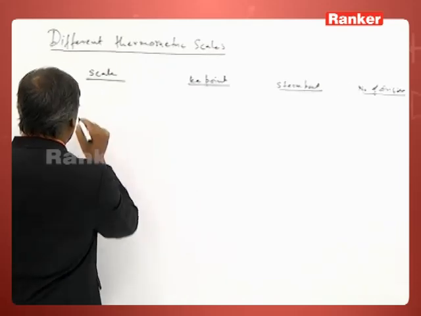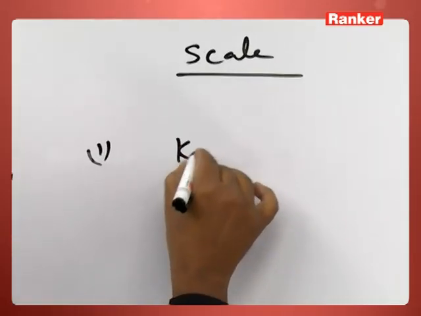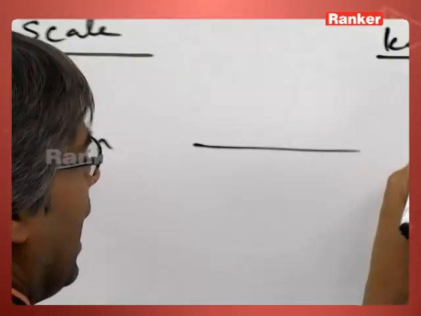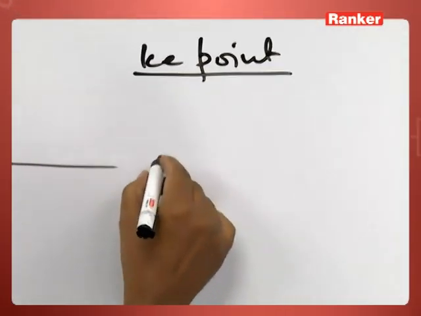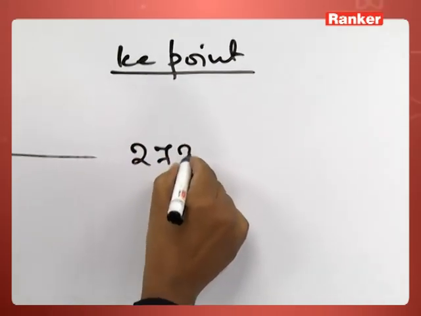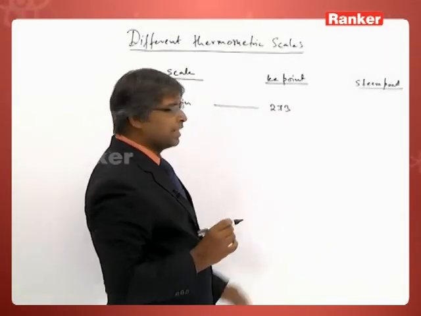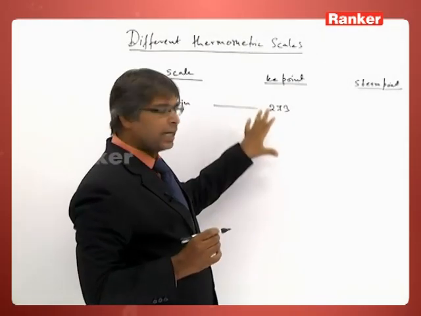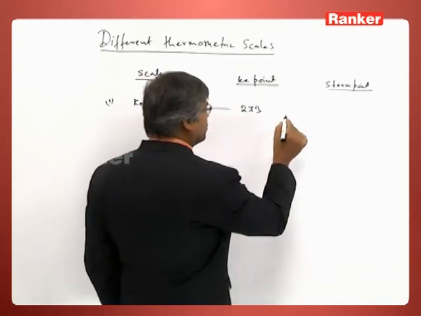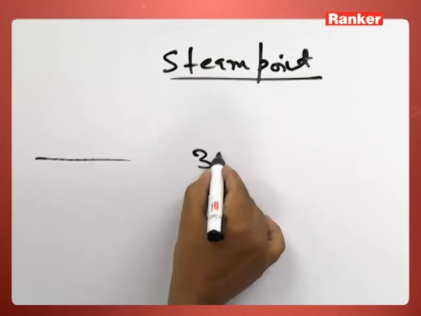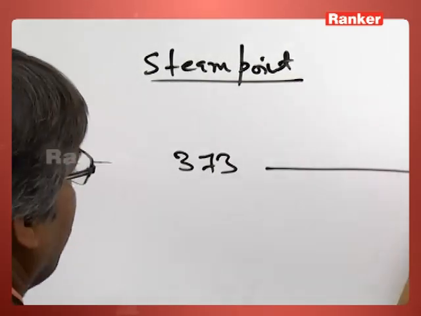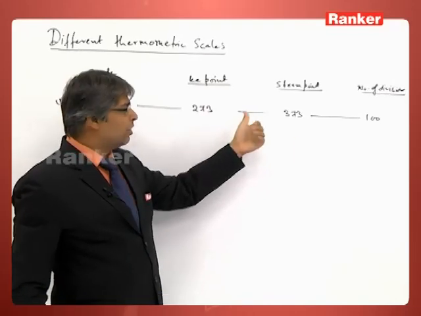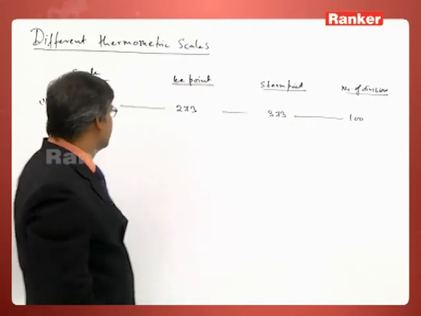So number one, suppose I say the Kelvin scale. In the Kelvin scale, I will take the ice point as 273. I will neglect that 0.15. Because these scales are not that precise, they just take the ice point as 273 and the steam point as 373, and the whole scale is divided into 100 equal divisions. So the number of divisions is 100.